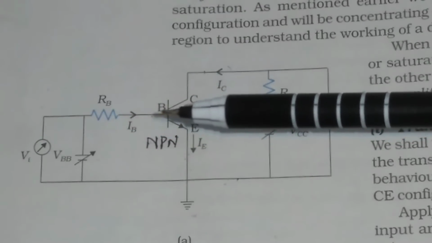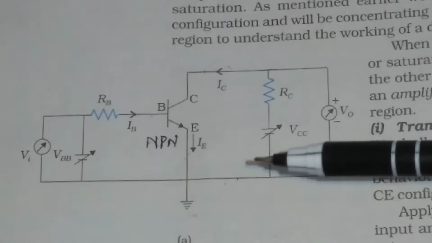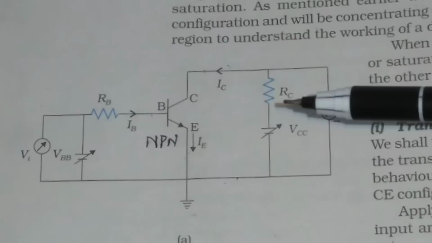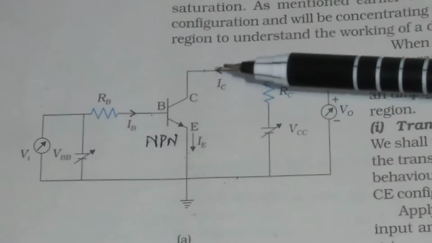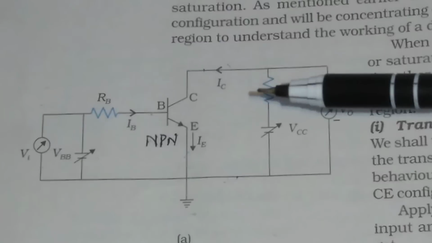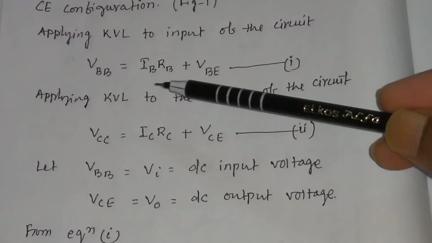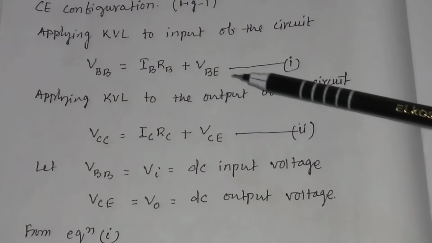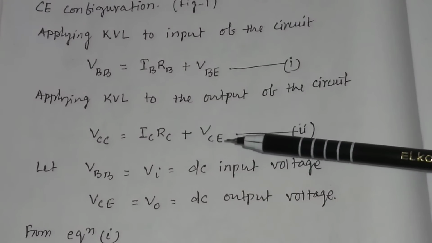IBRB plus VBE. Similarly, if you apply Kirchhoff's voltage law to this output circuit, then VCC will be equal to ICRC plus the output voltage, that is VCE, the collector emitter voltage. So VCC will be equal to ICRC plus VCE. So VBB is equal to IBRB plus VBE for the input, and for the output VCC is equal to ICRC plus VCE.